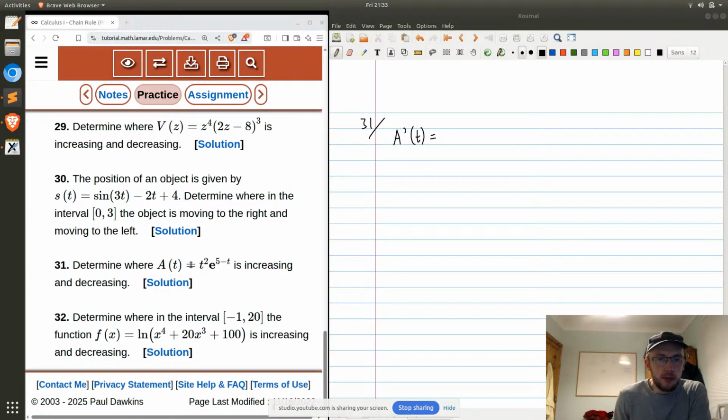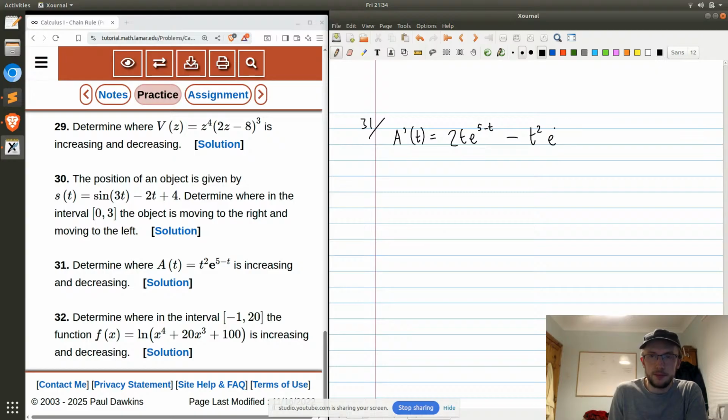Okay, so A prime of t. This is a product, so differentiate the first one and leave the second one alone. So we have 2t times e to the 5 minus t plus differentiate the second one and leave the first one alone. We differentiate this and we get minus e to the 5 minus t. So this is going to turn into a minus sign. And then we have this. Just like that.